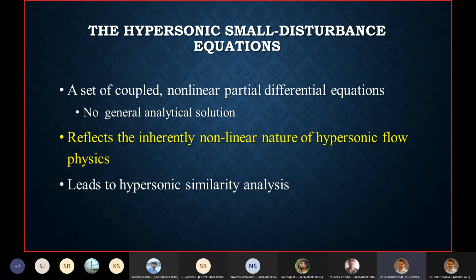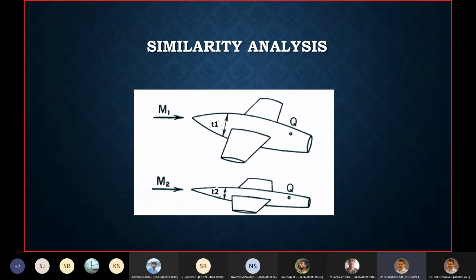Now, this set of equations can be made use of to do what we call the hypersonic similarity analysis. That's the culmination of the reframing of the governing equations in this fashion. The end product of that is going to be what we call the hypersonic similarity analysis. Before we examine that, please be reminded about similarity analysis. If you have bodies which are geometrically similar, you have studied about geometrical similarity, dimensional similarity, etc. in fluid mechanics when you studied non-dimensional analysis.